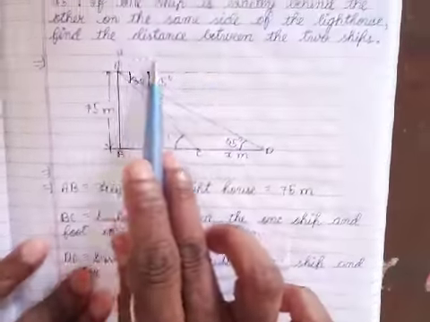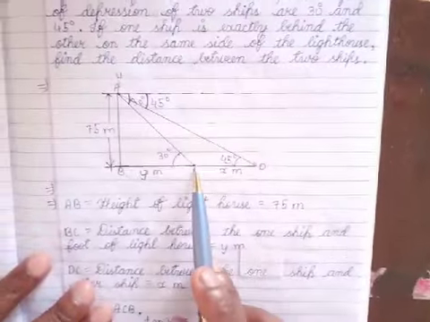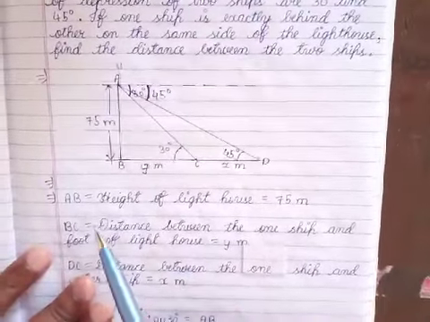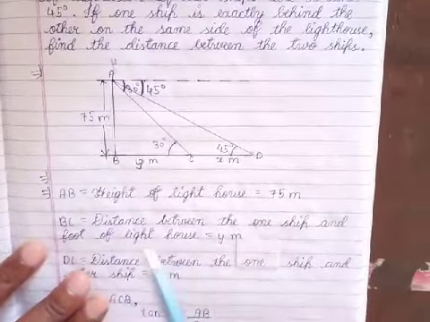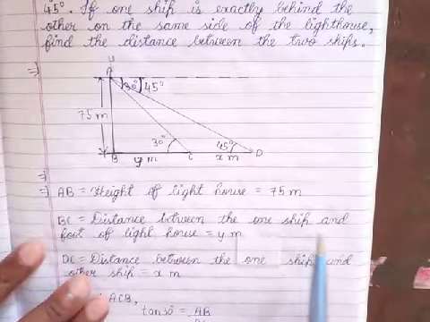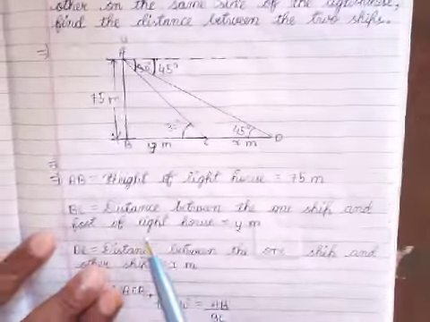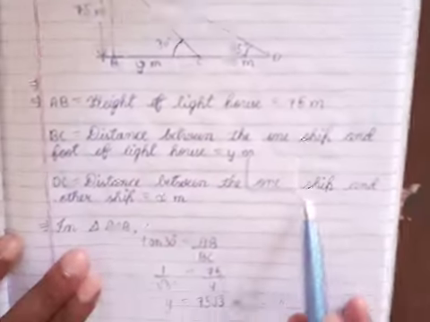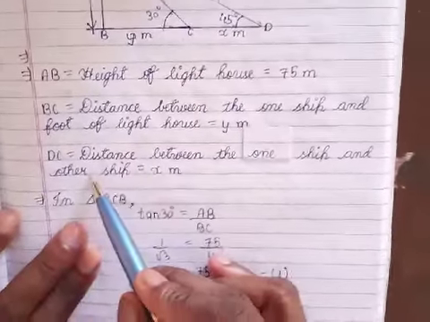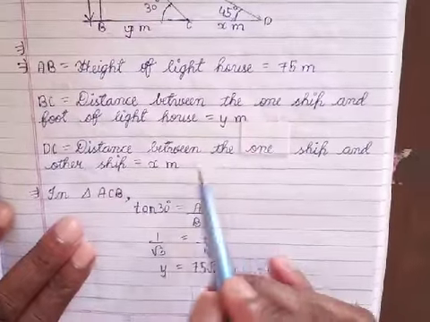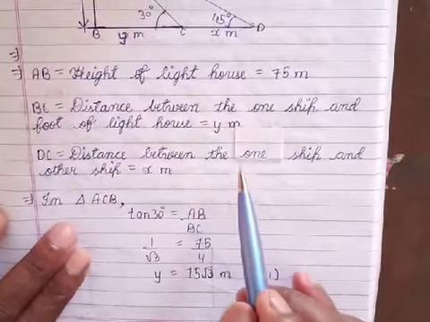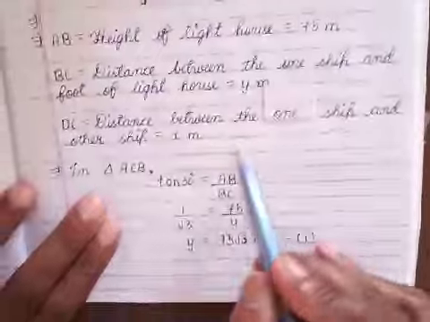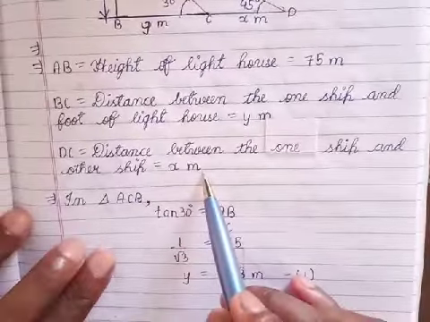To find the distance between the two ships means CD. You have to find CD. AB, the height of the lighthouse, is 75 meter. BC, the distance between one ship and the foot of the lighthouse, is y meter. And DC is the distance between the one ship and the other ship. Let the distance between the two ships be x meter.